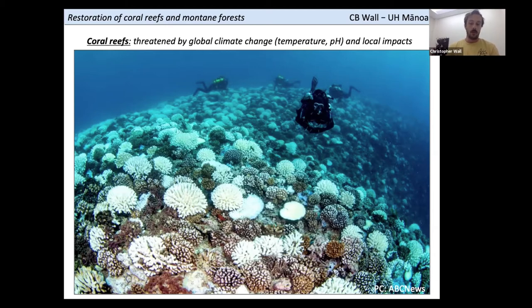It can happen due to changes in temperature, changes in light, changes in other chemical parameters in seawater, pollution, things like that. So when you see corals that are bleached, they're not happy, they're not healthy.